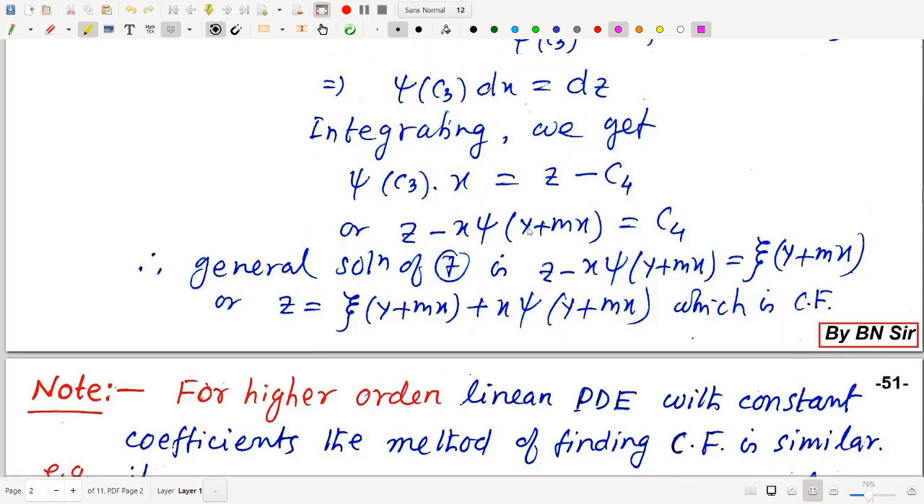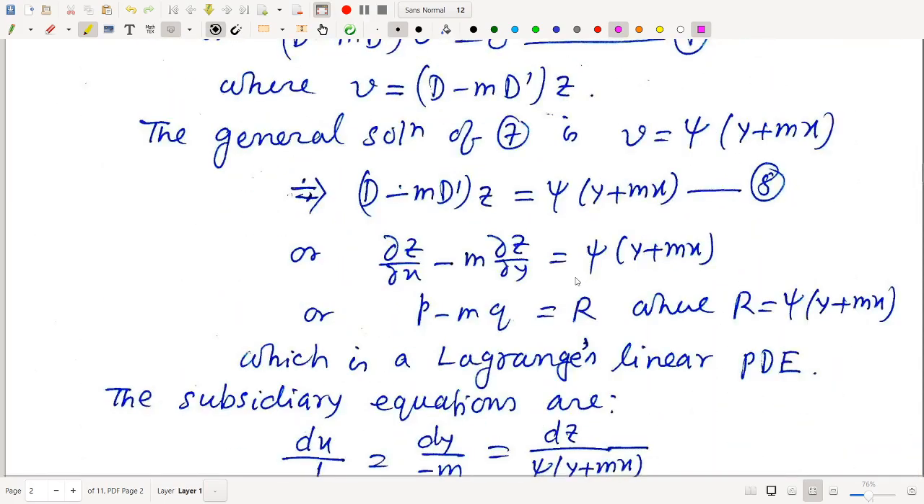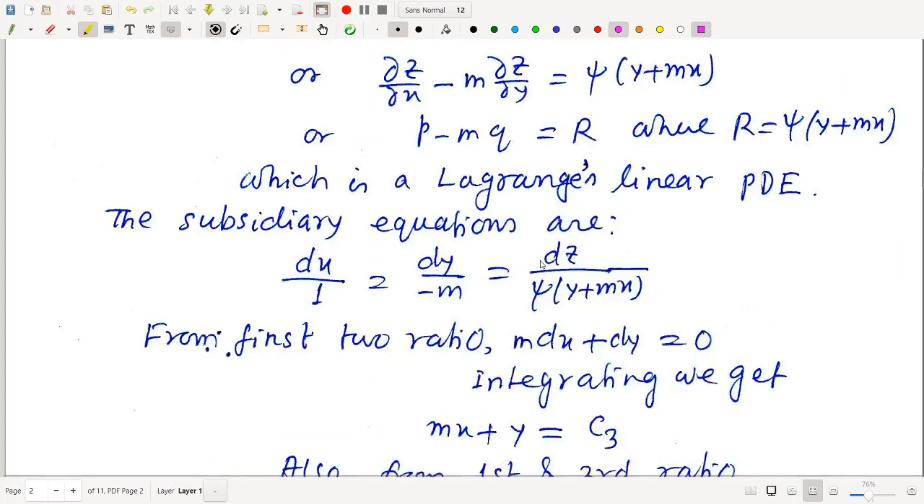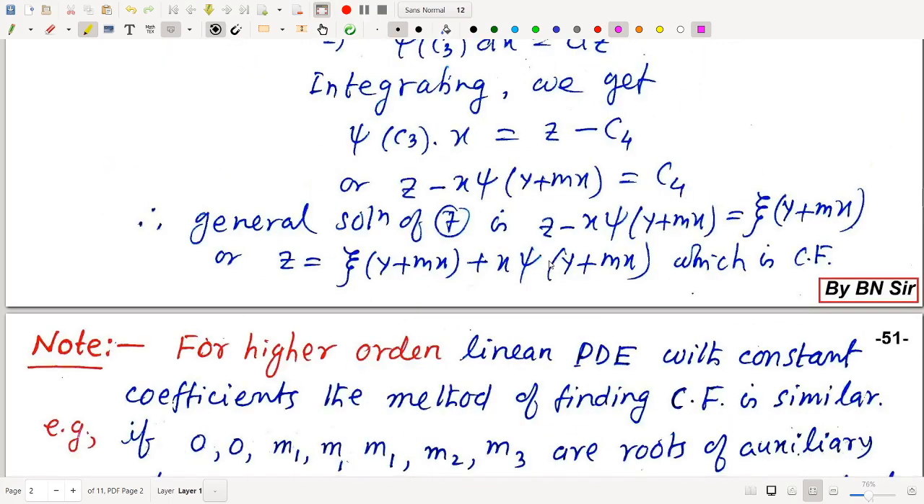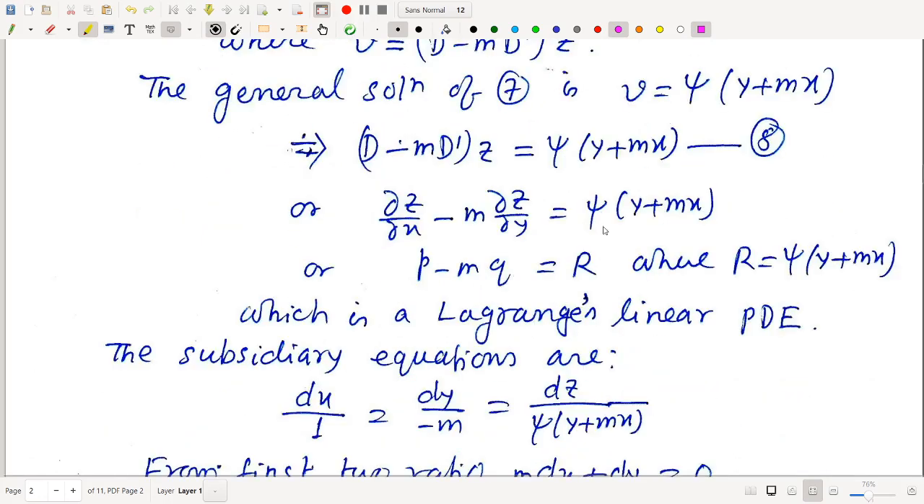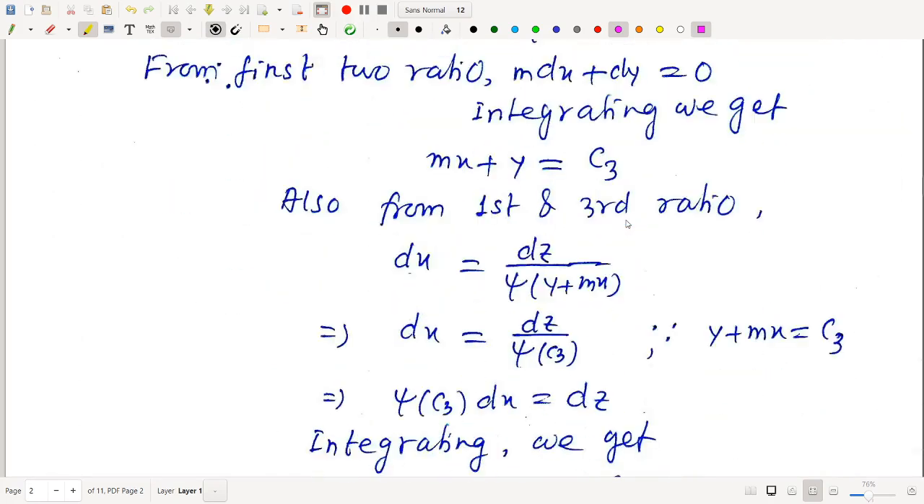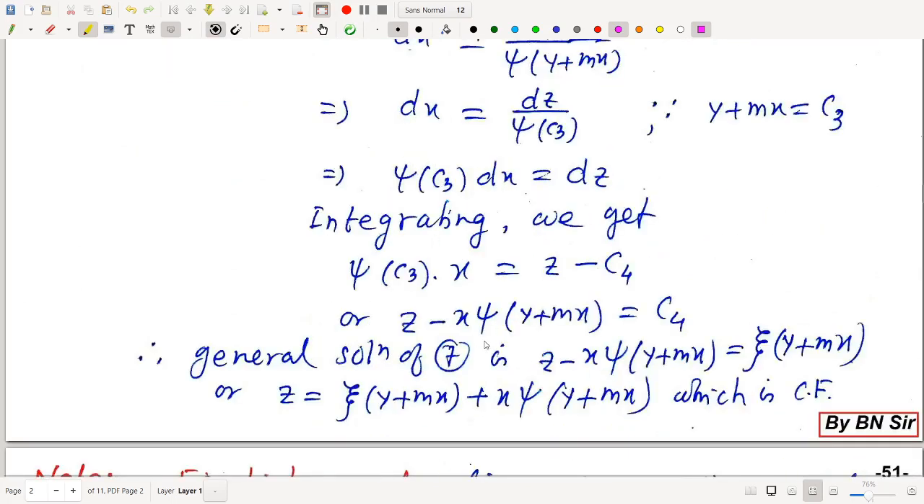Therefore the general solution of 7 is z minus x psi of y plus mx equal to xi of y plus mx. We are solving 7. So one solution we have got is mx plus y equal to c3; you can call it u equal to c3. And here we have got z minus x psi of y plus mx equal to c4, that is v equal to c4.